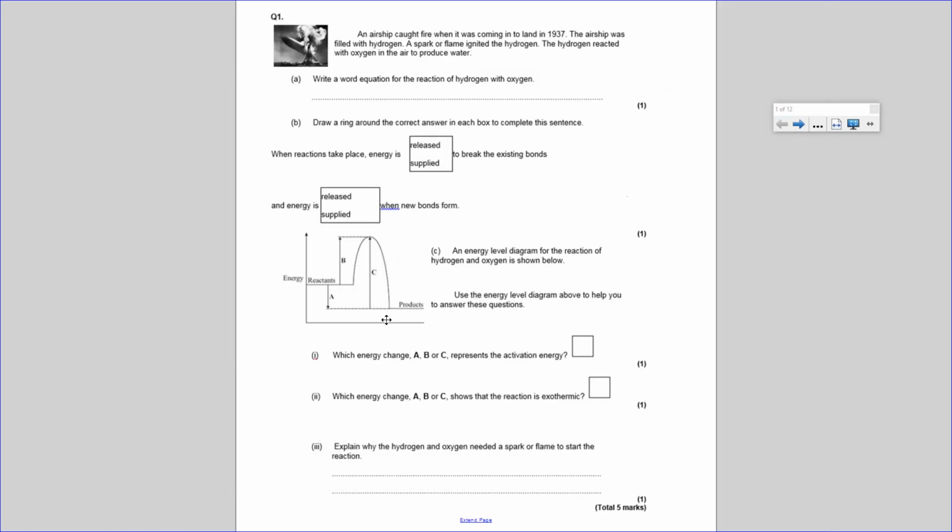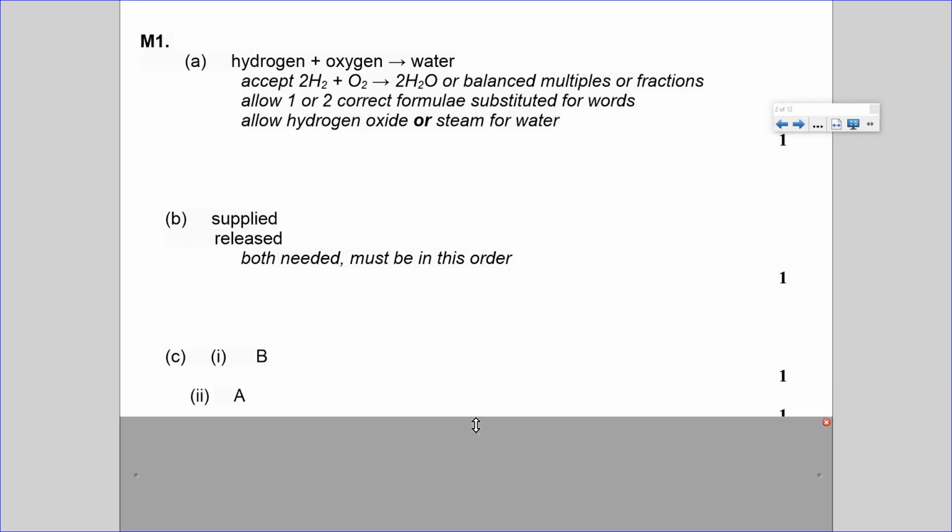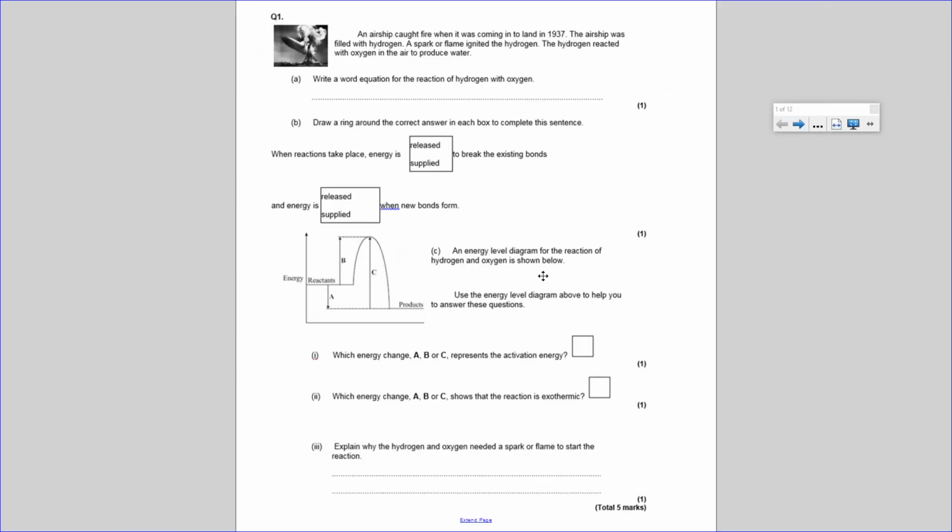You hopefully got that which energy change A, B or C represents the activation energy. Hopefully you got it as being B. It's always from the reactants to the top of the hump. And then which energy change shows the reaction is exothermic. That would be A, the fact that that energy has gone down. Arrow C is actually nothing.